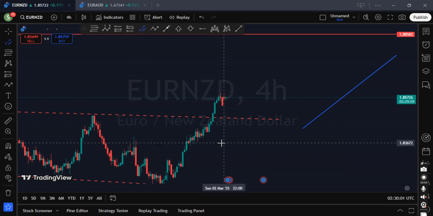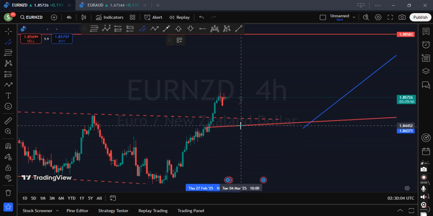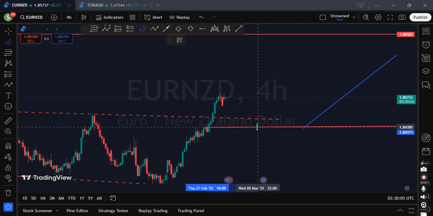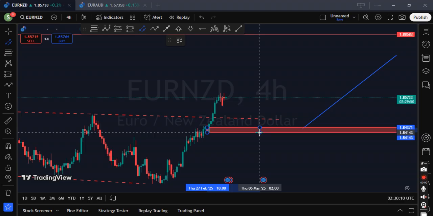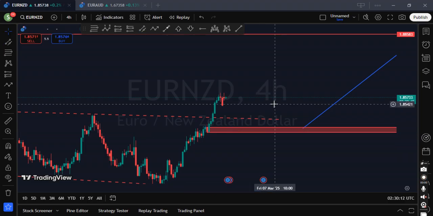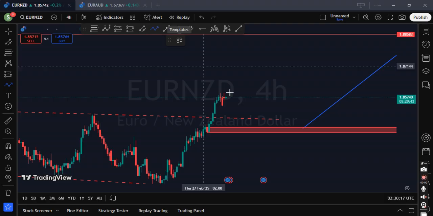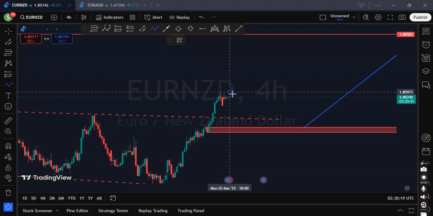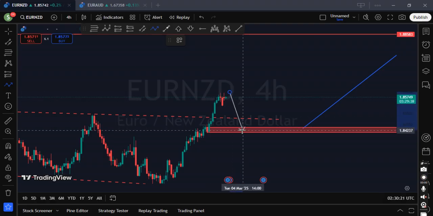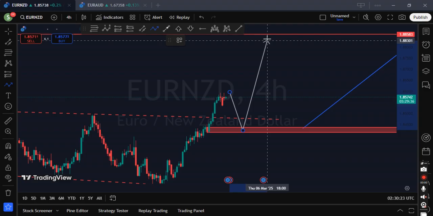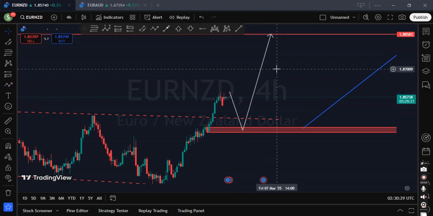Now you can expect it coming to this point. You can expect it to turn somewhere here. This is what you can expect for this week.